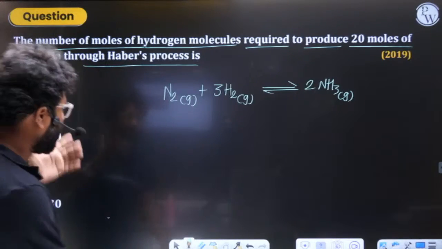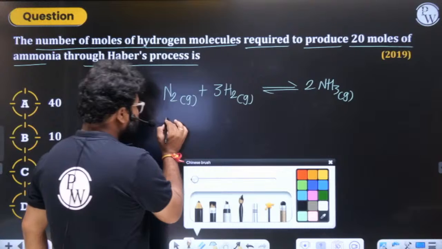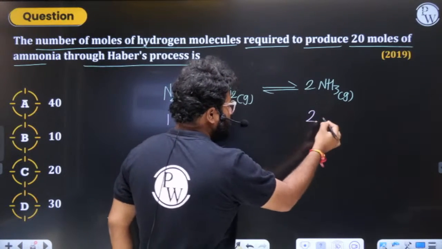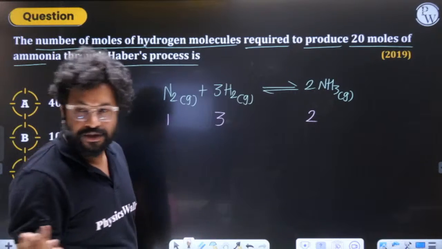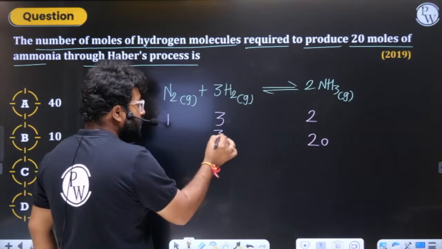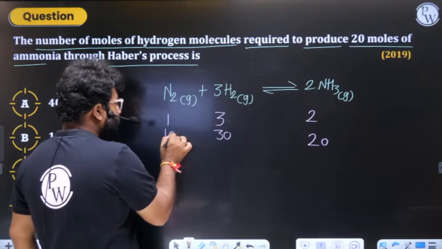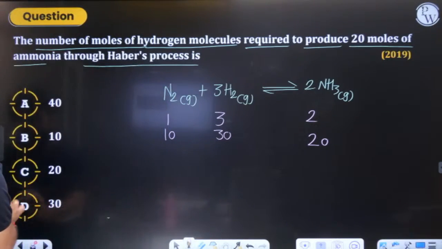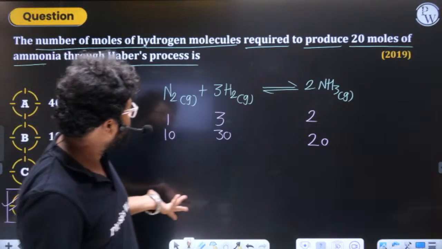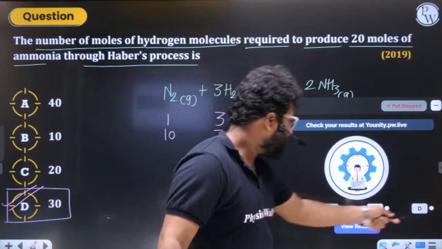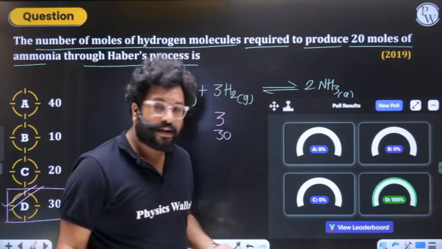20 moles of ammonia. Now you can see here, if you take 1 mole of nitrogen, 3 moles of hydrogen, and 2 moles of ammonia would be produced. If you want to produce 20 moles of ammonia, you need 30 moles of hydrogen and 10 moles of nitrogen. Straightforward. So the correct answer is 30 moles of hydrogen gas. So option D is the correct answer here.